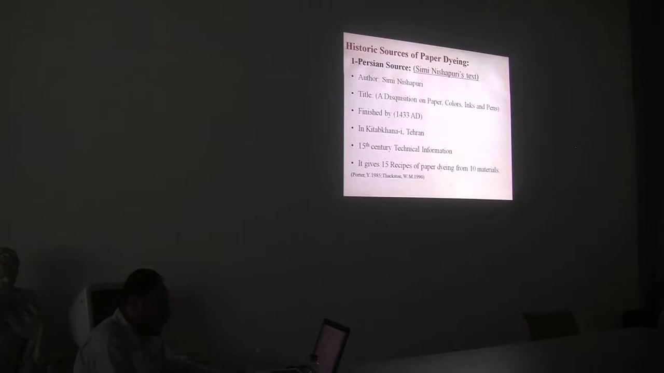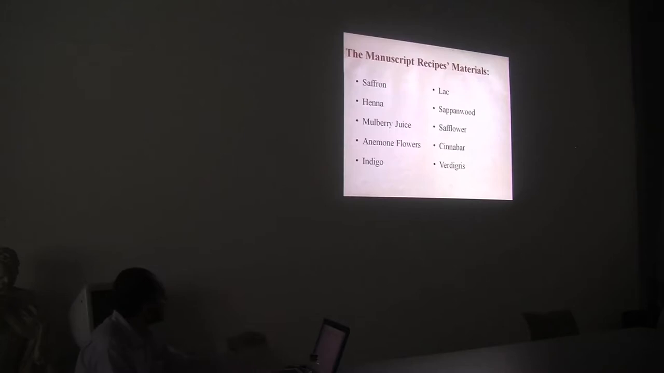It was translated to French first and then to English from some copies in the library of Katbakhani in Tehran. The manuscript gives 15 recipes for paper dyeing using 10 materials. These 10 materials include saffron, henna, mulberry juice, anemone flowers, indigo, lac, sapanwood, safflower, cinnabar, and verdigris. And he sometimes mixes two materials together to get more colors.